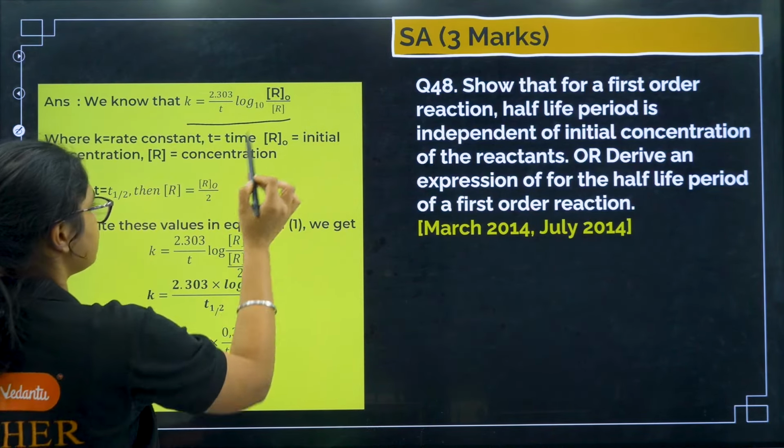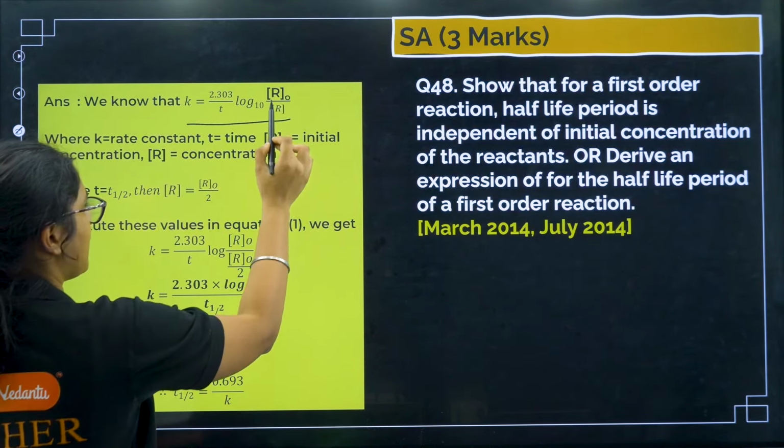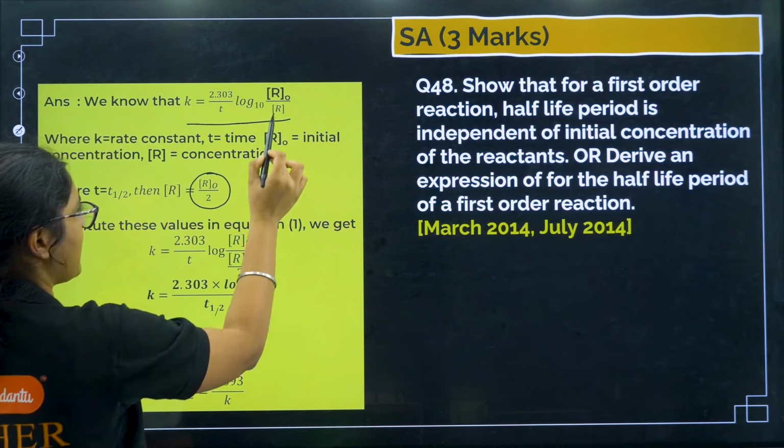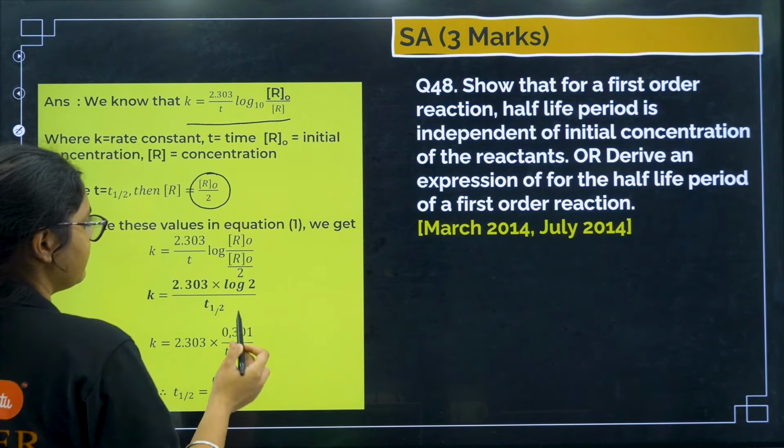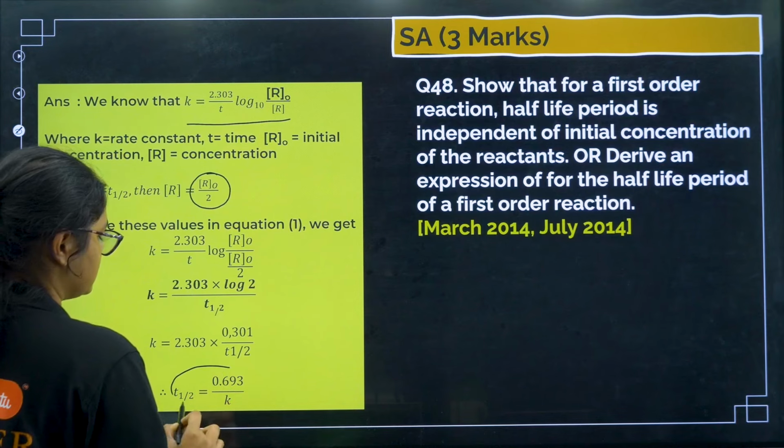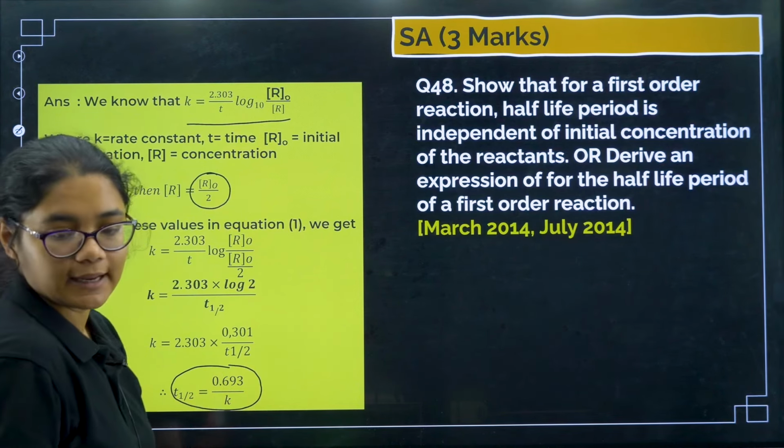Next, half-life derivation, similar to zeroth order. This is my equation for first order. I can put R0 as R0 by 2 here, R is equal to R naught by 2 during half-life. If I substitute this, I will get 0.693 by K.